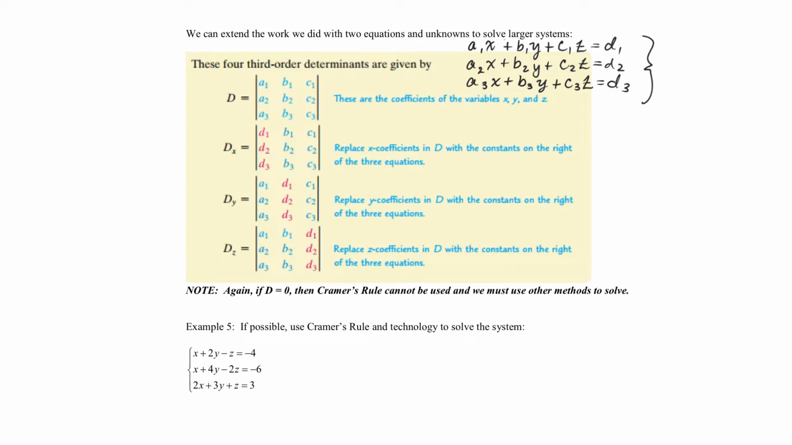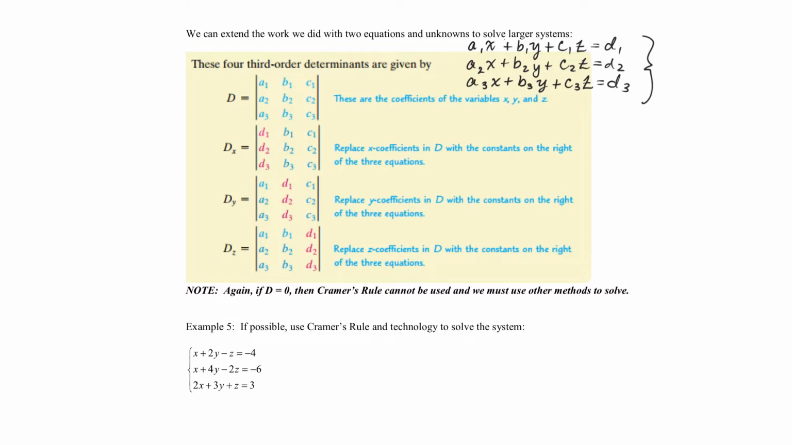And D sub x, I'm going to replace the coefficients of x with the constants on the right side. So those are the constants. These are the coefficients of x, y. These are the coefficients of z. When I'm solving for y, I replace the coefficients of y with those constants and leave the x and the z alone. And when I'm solving for z, I replace the coefficients of z with the constants and leave the coefficients of x and y alone.